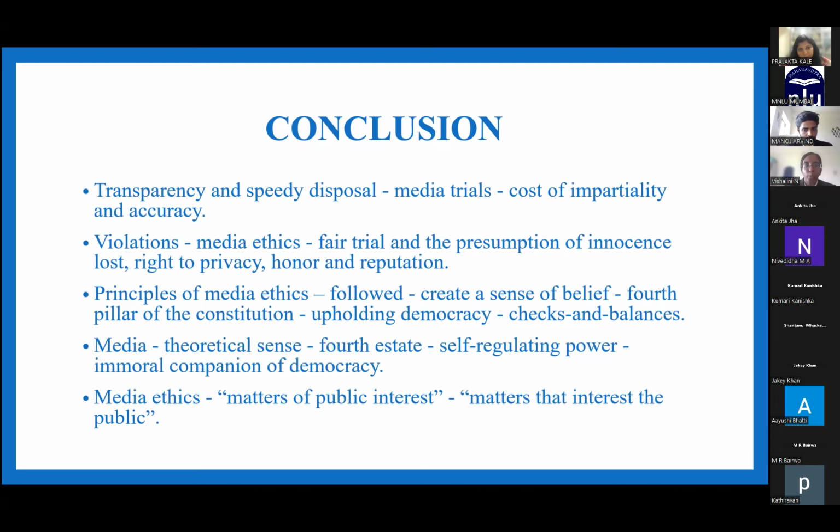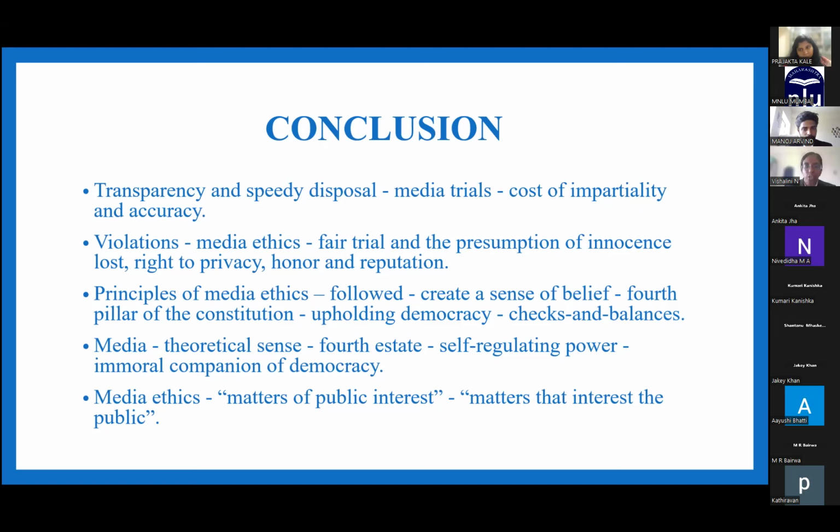Here, the Press Council's norms of journalistic conduct also talk about the various actions of the media that are not permissible to be controlled through self-regulation. They say that any publication which forms a substantial risk of obstructing and prejudicing the due administration of justice cannot be brought under the ambit of self-regulation.